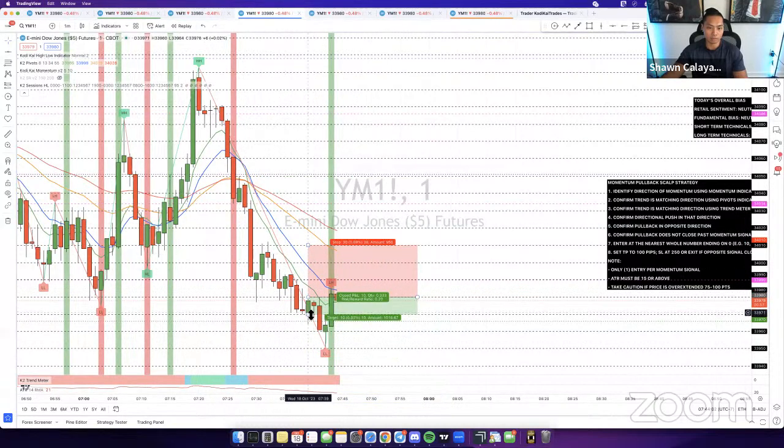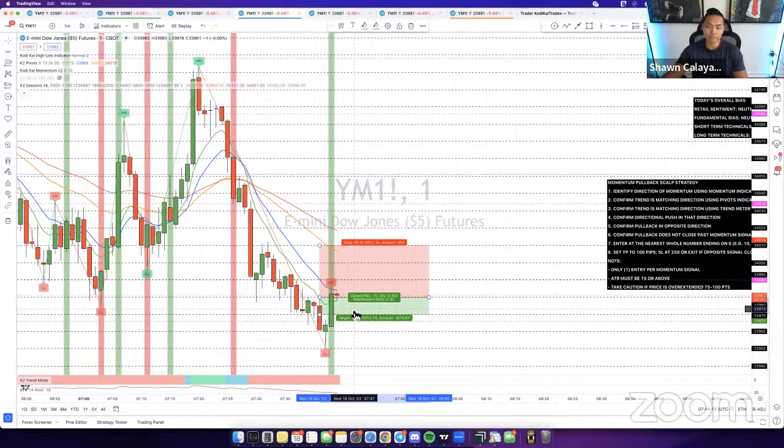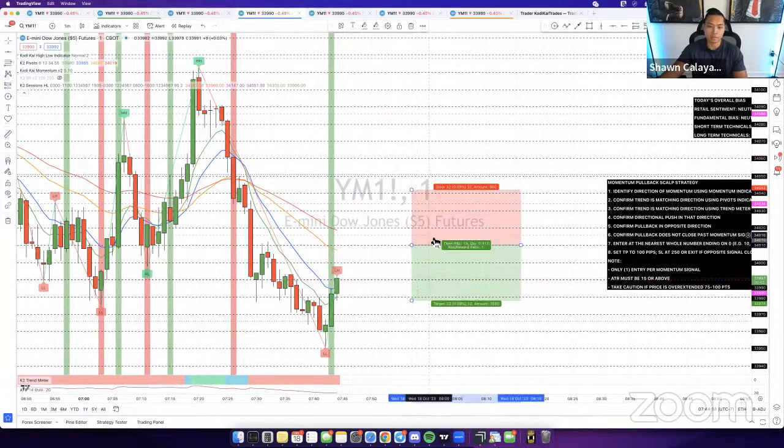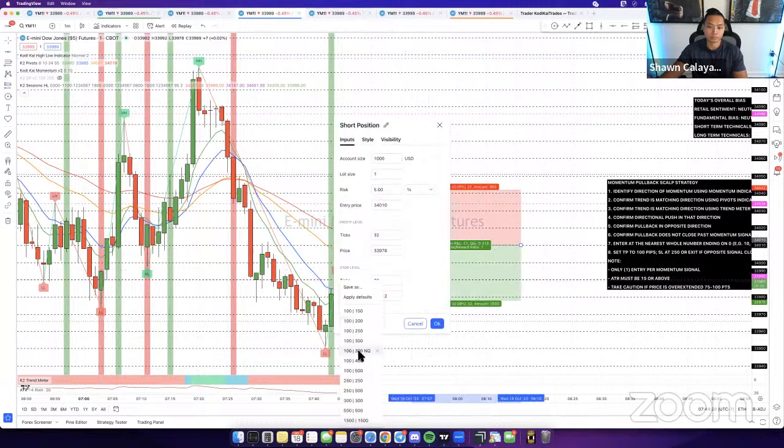Price came below. This candle right here retraced up. Entry would have happened right here at the 80 mark. So it would have filled right here on this red candle and it would have went straight to TP. So we'll see. Maybe we'll get one more entry before the end of the session, right here for a momentum pullback scalp.